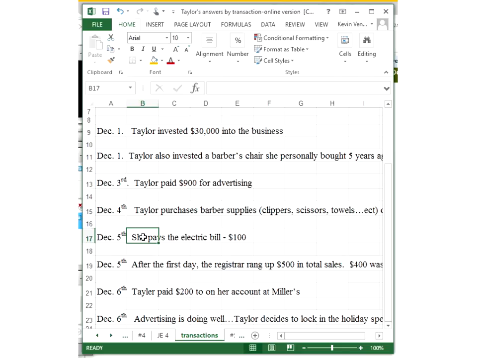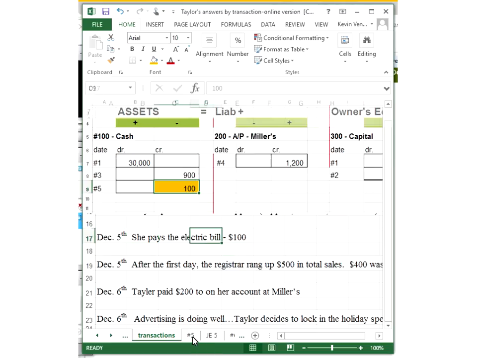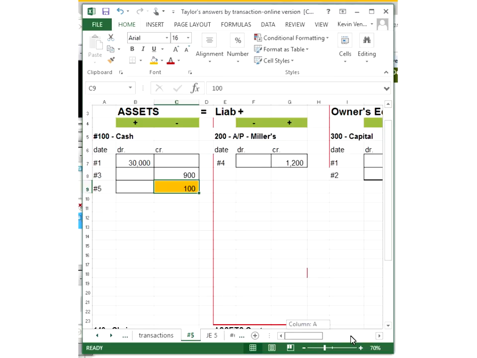Okay, we're about halfway done. Looking at the first one here of December 5th. Taylor pays the electric bill of $100. I asked myself, what did the business get? The business got the use of electricity. Did the electricity get used right now, this month? Yep. Am I going to use that same electricity for more than a year? No, that doesn't make sense. So that's going to be an expense, a utility expense.